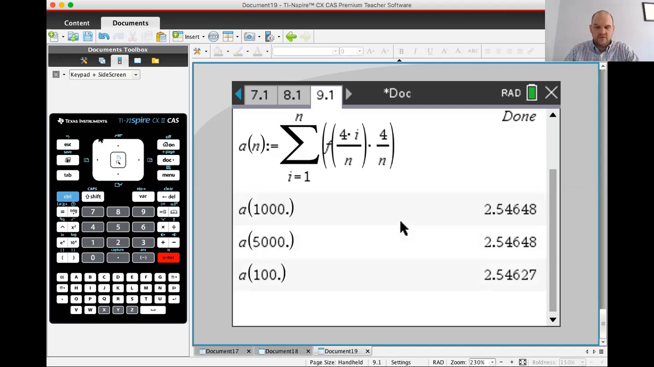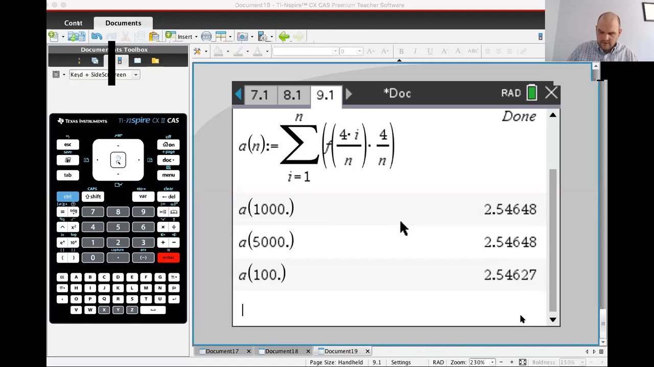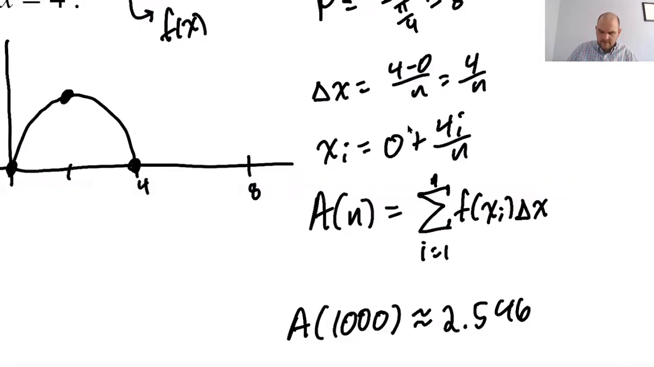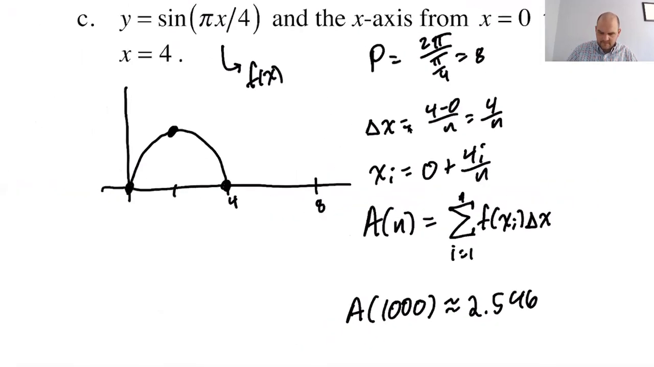So I'm going to write down that a of 1,000 is approximately 2.546. I'll go back to the notes so you can see that. And then I think I'm going to stop for today. But as I mentioned, not really relevant to you. Here we go. This is what it looked like.